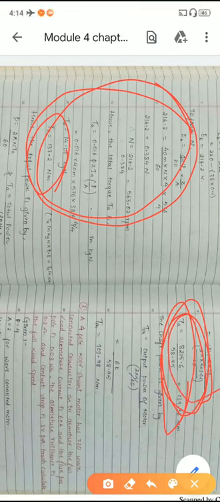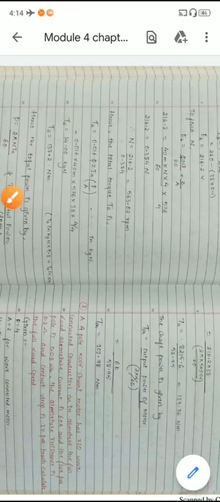Right? So already I have told that in total torque there is some torque loss. Right? So, there is some useful torque. Now, we will calculate the shaft torque or useful torque.